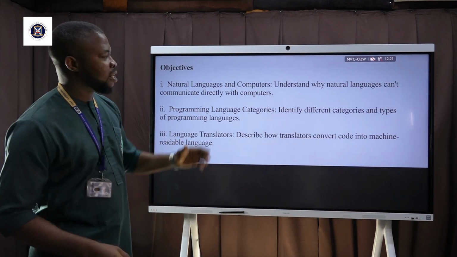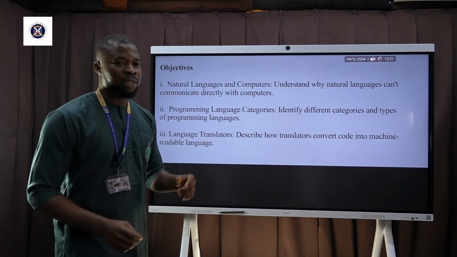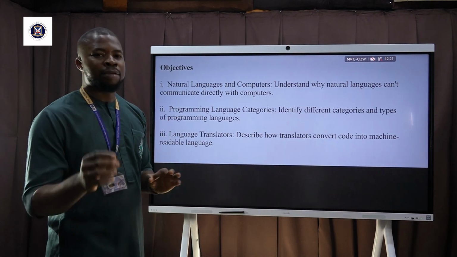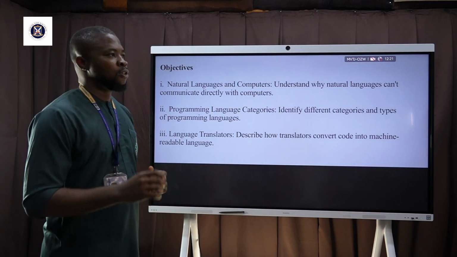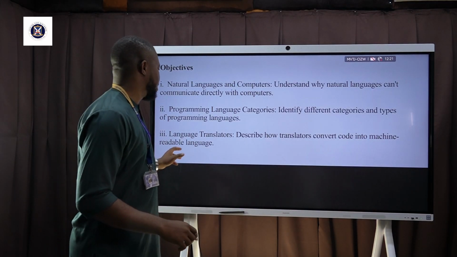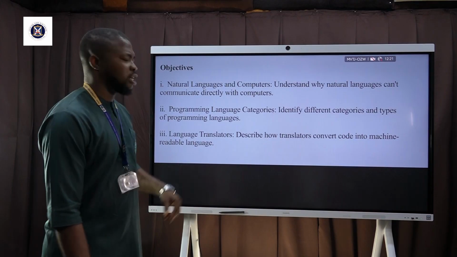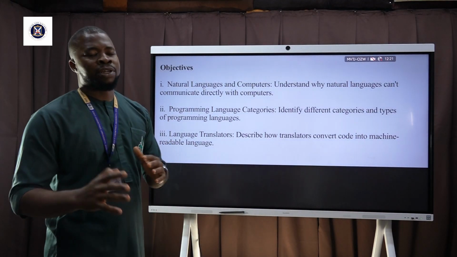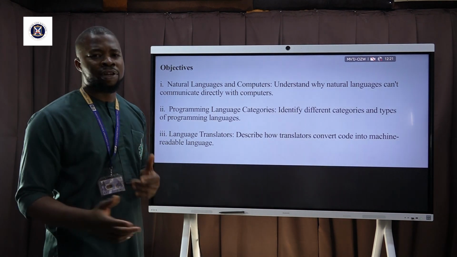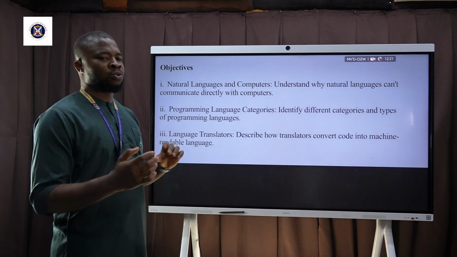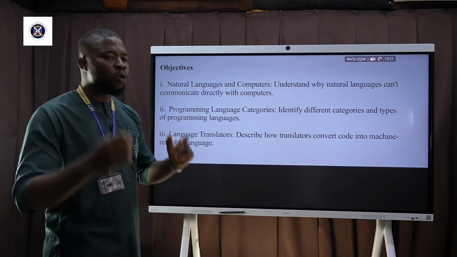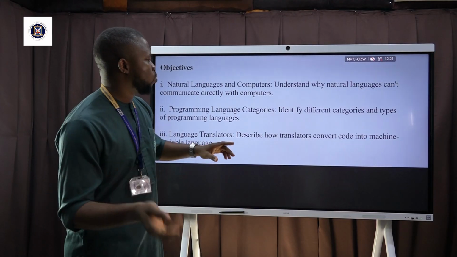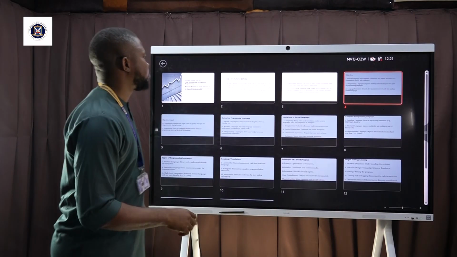Then objective two, you'll be learning the programming languages category. Here you identify different categories and types of programming languages. Now, note this, there's a difference between categories of programming and types of programming. So as we go on, you will also learn that. And here we'll also learn about language translators. For instance, let's assume you write English-like code using any of the high-level languages. Then what the translator does is convert it into what the computer understands in terms of interpreting or doing what you have asked it to do.